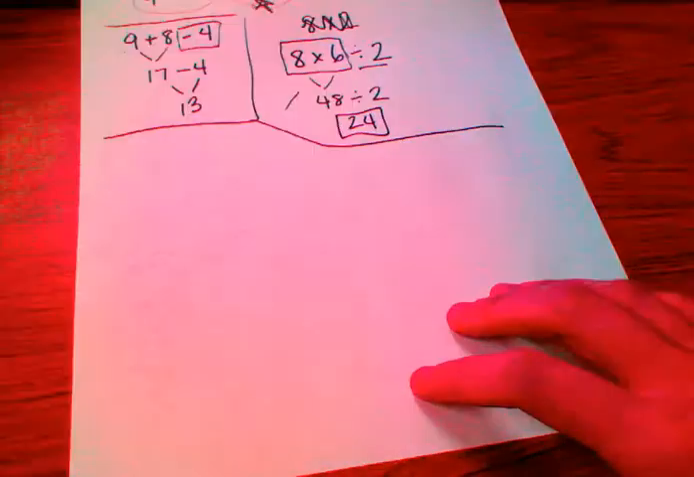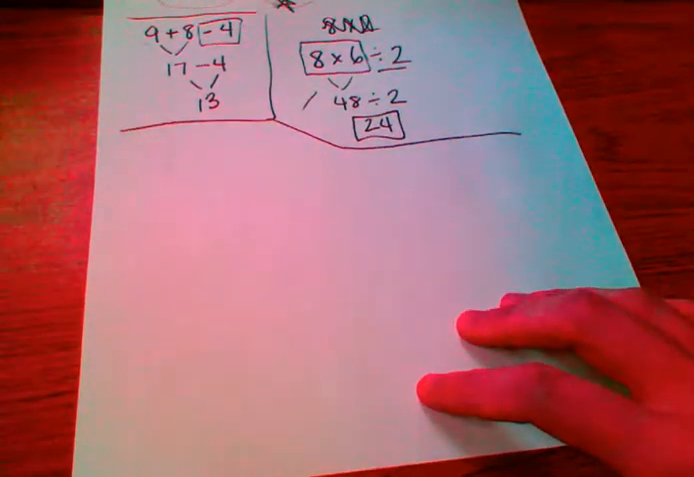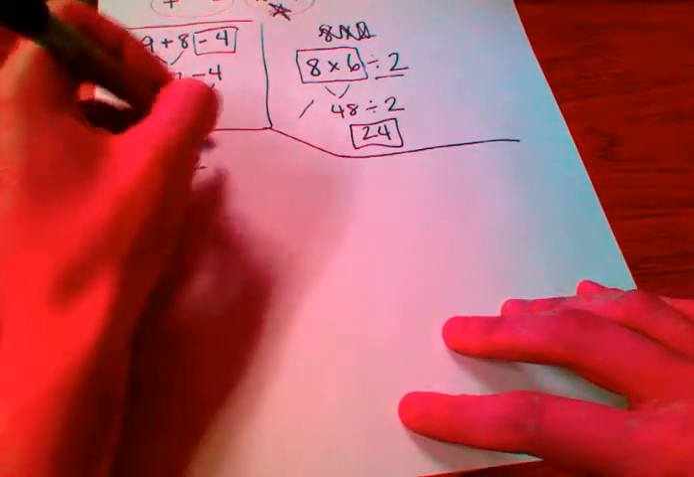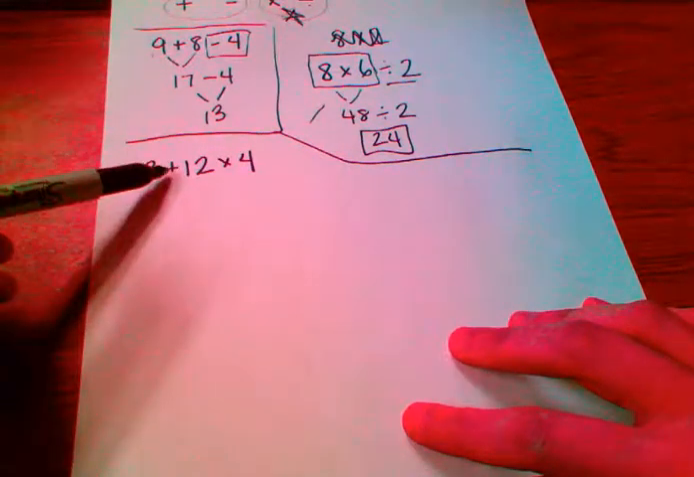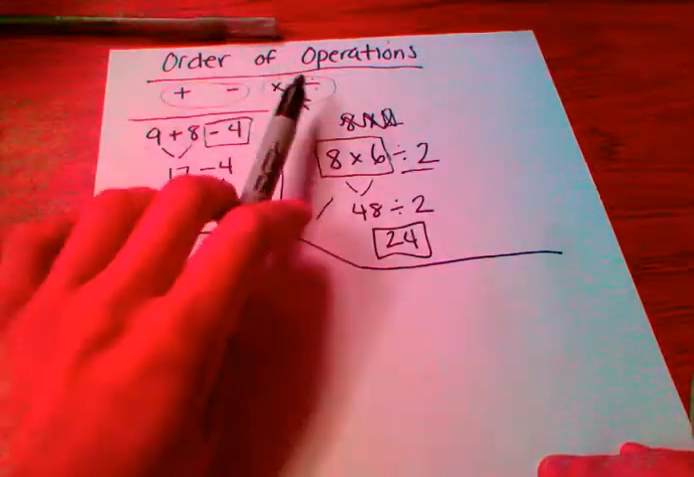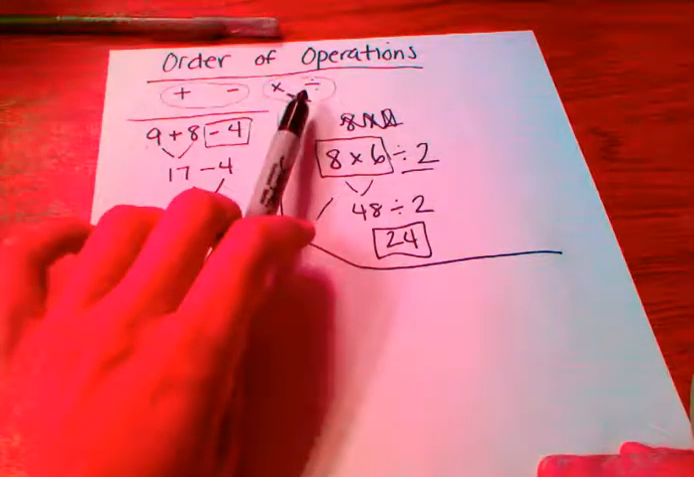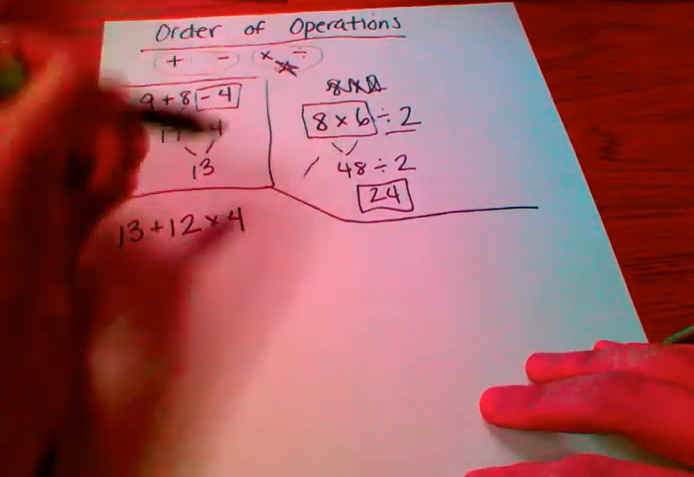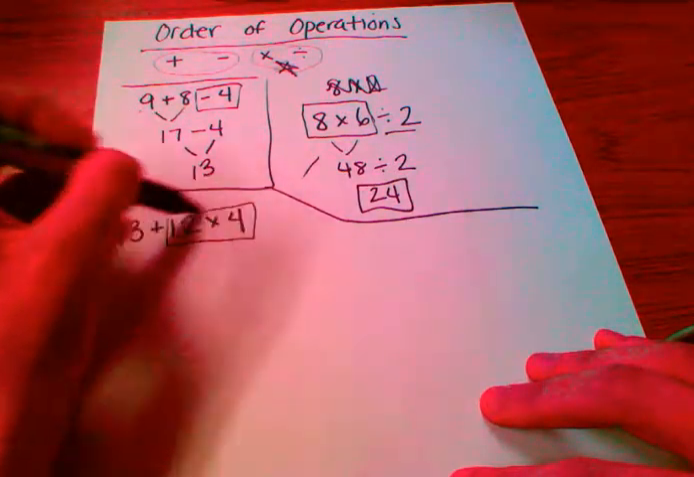So let's start blending these together now. Let's say I have 13 plus 12 times 4. So you can see in this problem that I have addition and multiplication, and those are in 2 different worlds here. Addition's over here, multiplication's over here. Remember that multiplication and division hold priority over anything else, so that means that the multiplication I see here has to happen first. This part of the problem has to happen first.